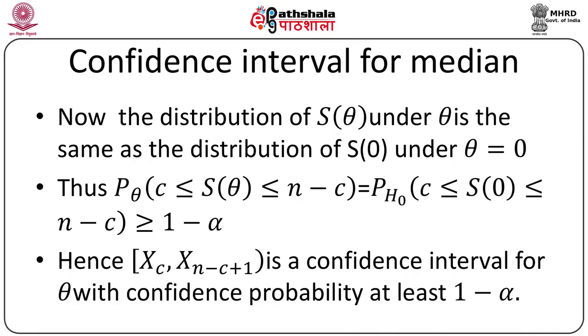Thus, the coverage probability of the random interval X ordered c, X ordered n minus c plus 1 is at least 1 minus alpha. Hence, the random interval X ordered c, X ordered n minus c plus 1 is a confidence interval for theta with confidence probability at least 1 minus alpha.